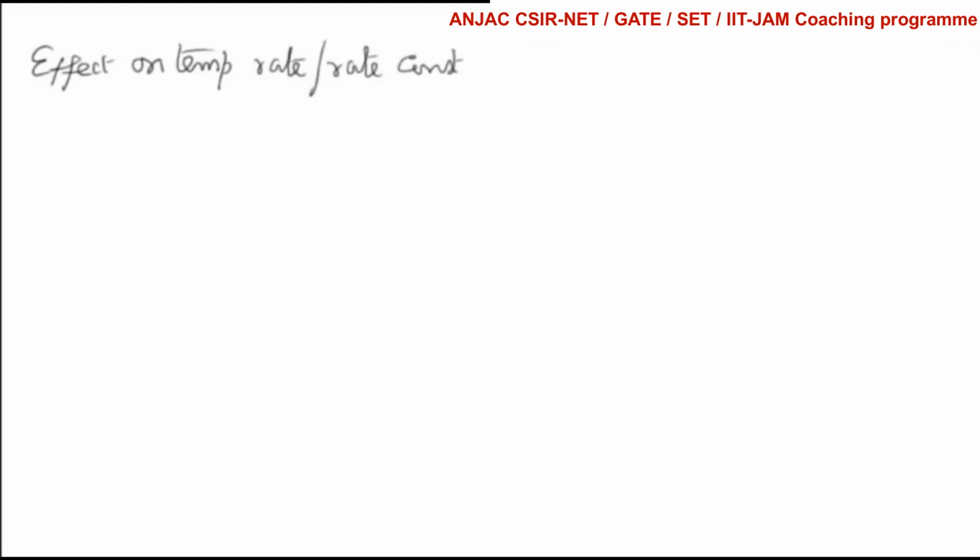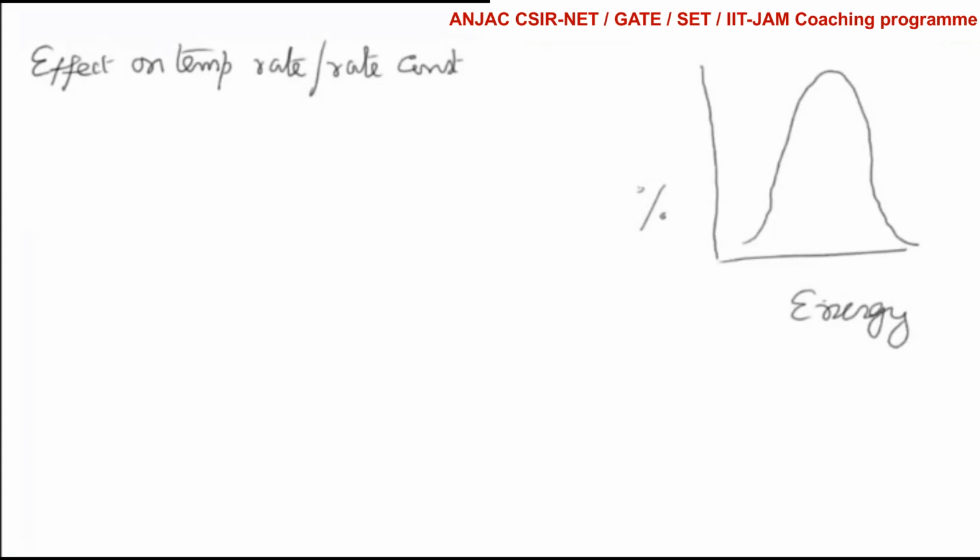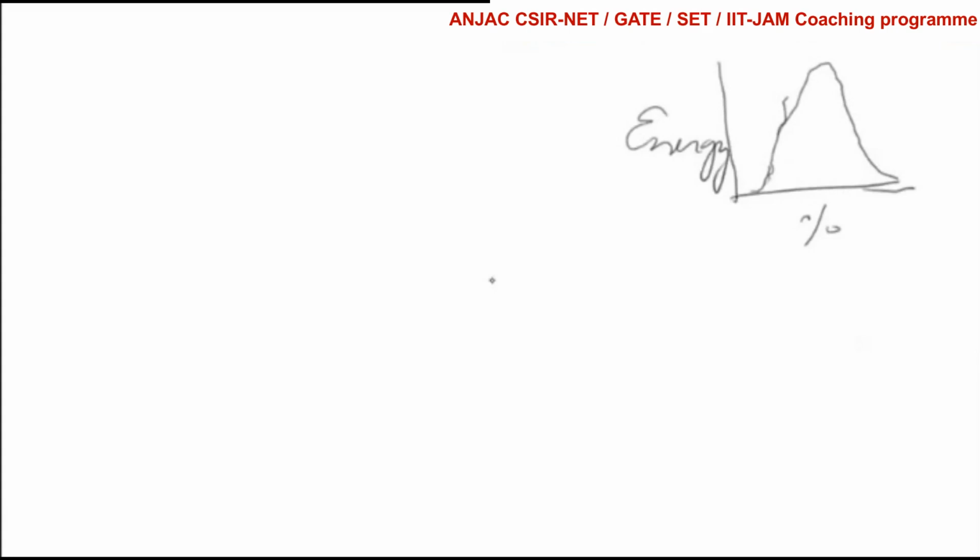And why are they changed? If you see the distribution of the energy among the molecules or atoms, a very small percentage will have low energy, and very few molecules will have high energy. The average energy molecules will be the most numerous. This we call the Gaussian distribution, and all natural phenomena follow this Gaussian distribution.